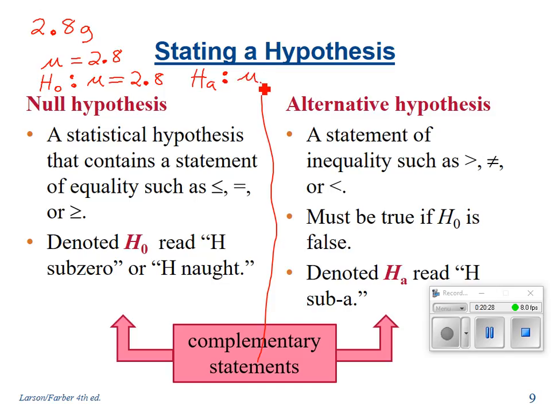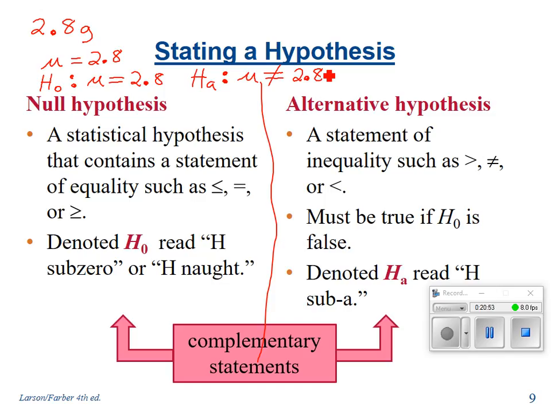What's everything else other than this? Everything else. So how would I write it? Mu does not equal 2.8. Now, they probably don't say that mu equals exactly 2.8 because they know that's not going to come out to be true every time. They're probably saying mu is at least 2.8.